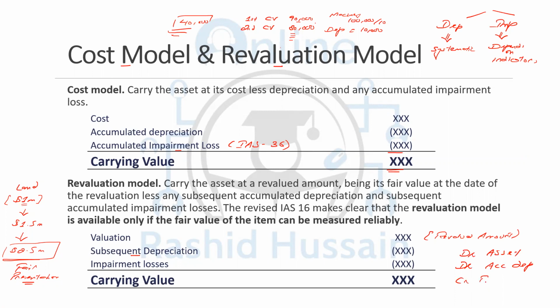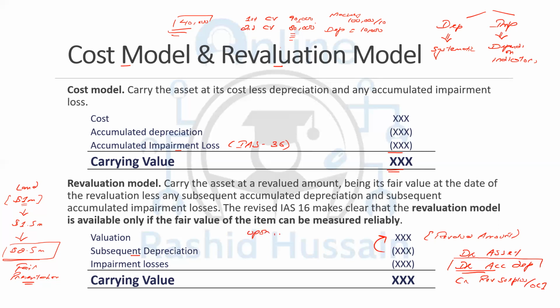And credit revaluation surplus, revaluation reserve, or other comprehensive income. And we are going to define this credit entry as well in the next slide. Now, the question is why we are de-recognizing the previous depreciation. So the answer to this question is that we are de-recognizing the previous depreciation because upon revaluation, once we have done the revaluation, the depreciation is going to be charged on the revalued amount and remaining useful life.